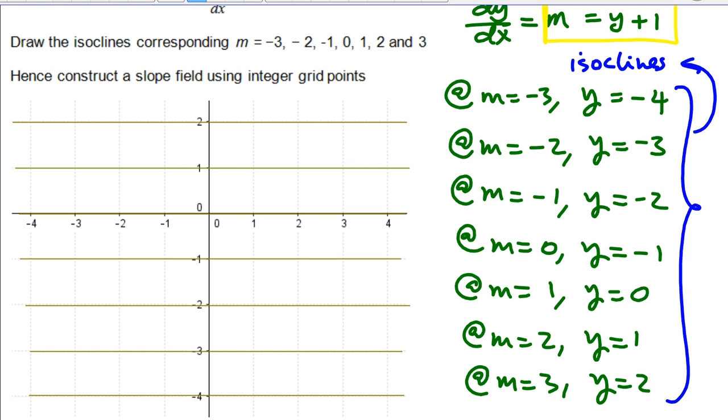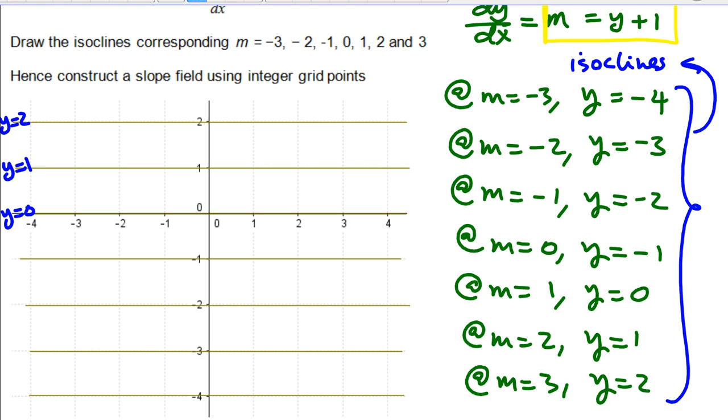Okay, now remember, the first one here is for y is equals to 2. Y is equals to 2. Y is equals to 1. Y is equals to 0. And so on and so forth.